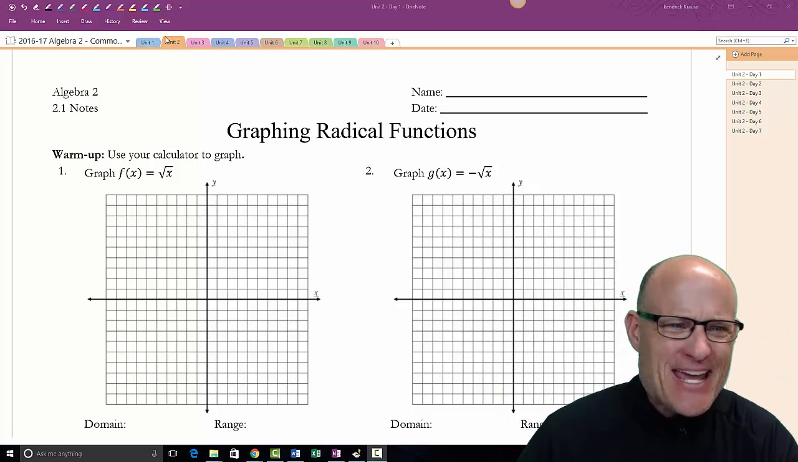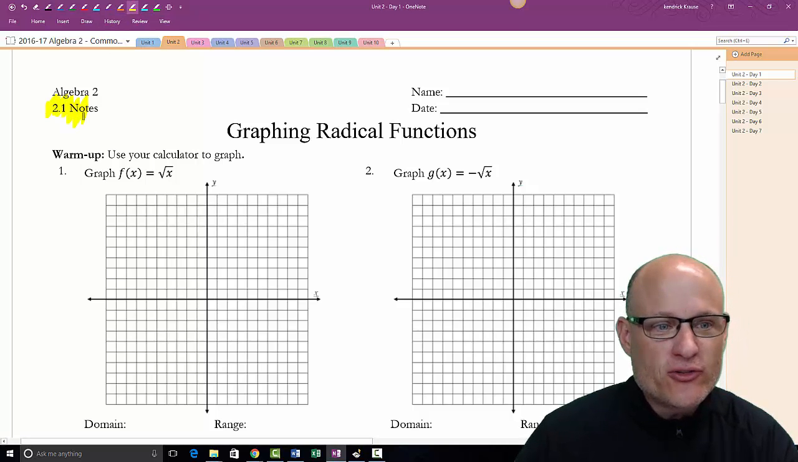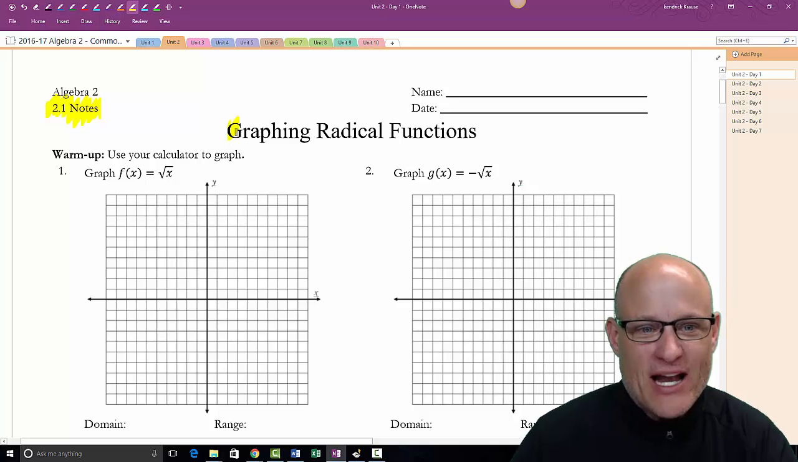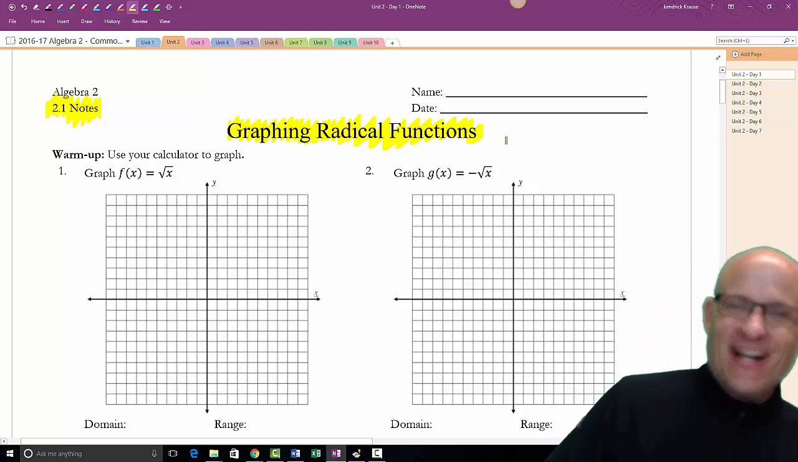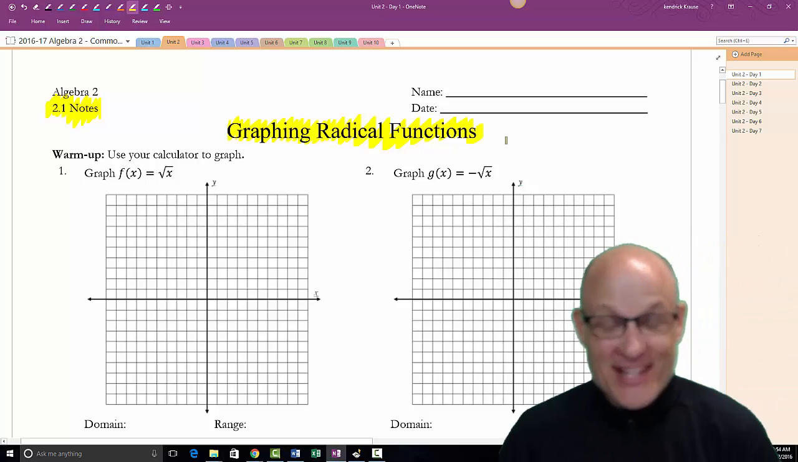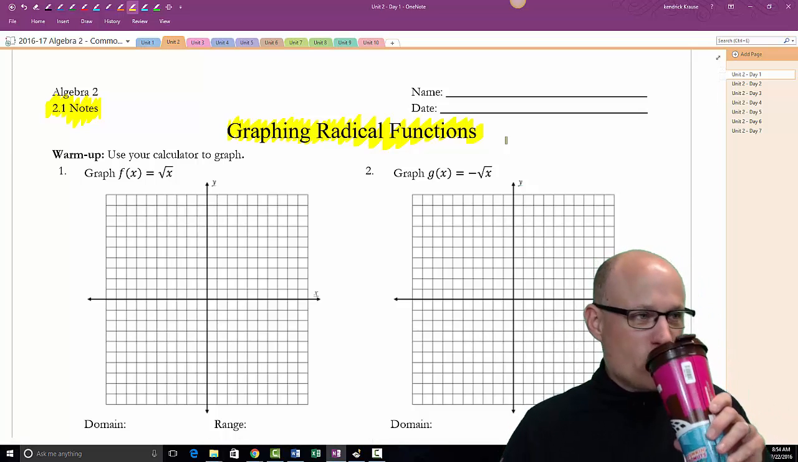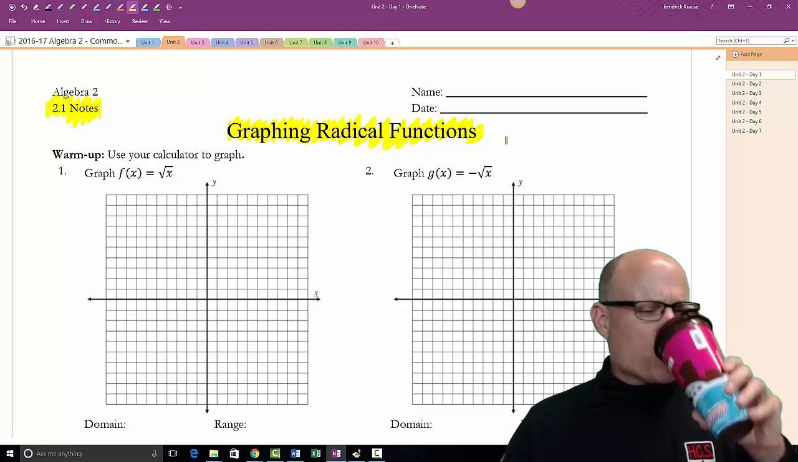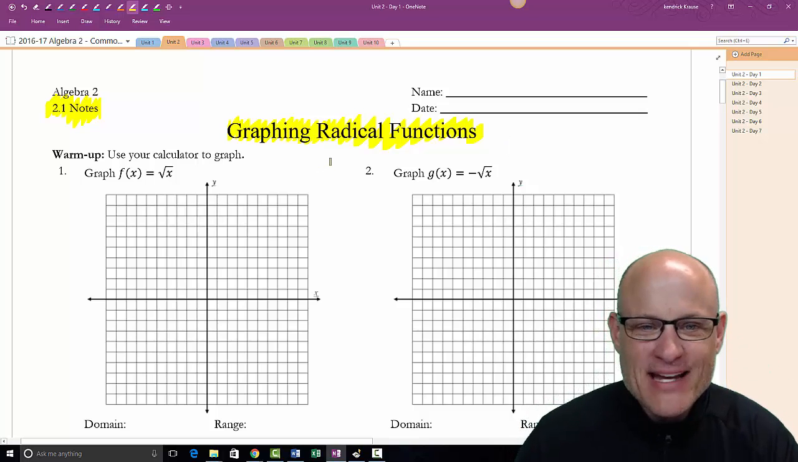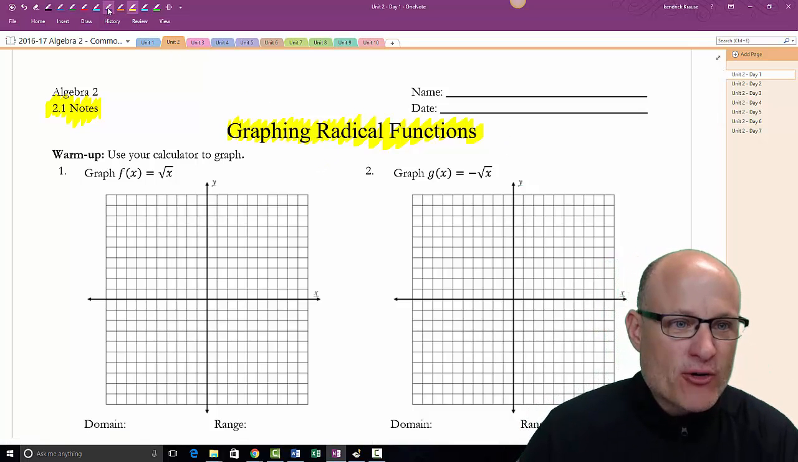Anyway, today is the start of Unit 2. So this is 2.1. We will be graphing radical functions. Oh my God, it's so much fun. Radicals. That's so radical, man. When I do radical equations, I drink my Dunkin' Donuts coffee. Thank goodness for Dunkin' Donuts K-Cups.